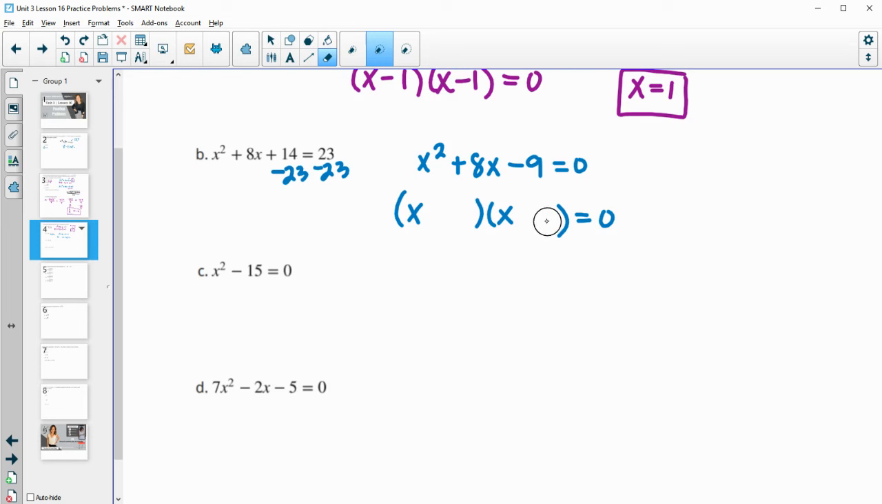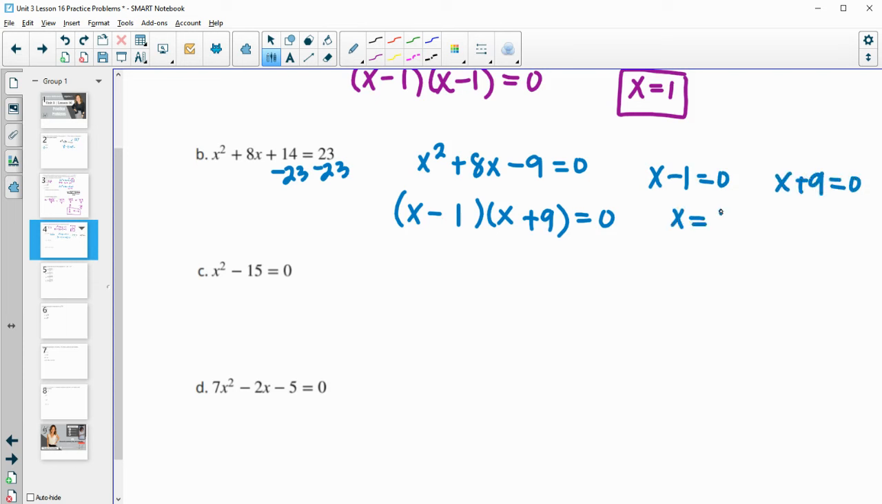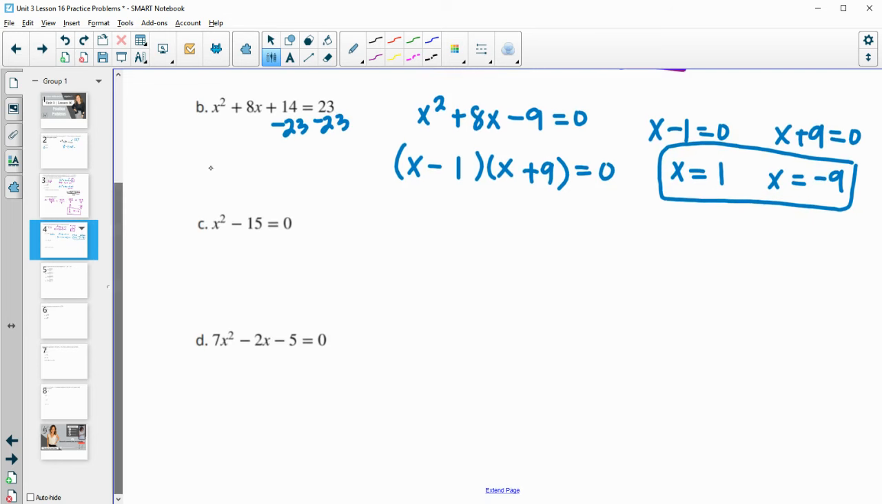That's backwards. So we want the middle term to be plus eight. So it's going to be minus one and plus nine, because negative one times nine is negative nine, and negative 1x plus 9x is positive 8x. So then we'll set each of these factors equal to zero and solve. So we would add one to both sides here, and we would subtract nine from both sides here to get our two answers of x equals one and x equals negative nine.